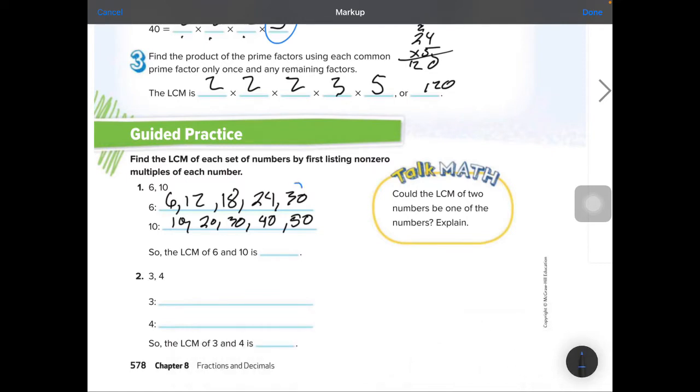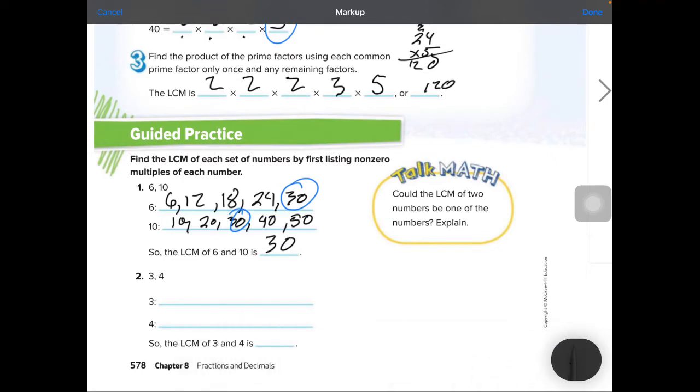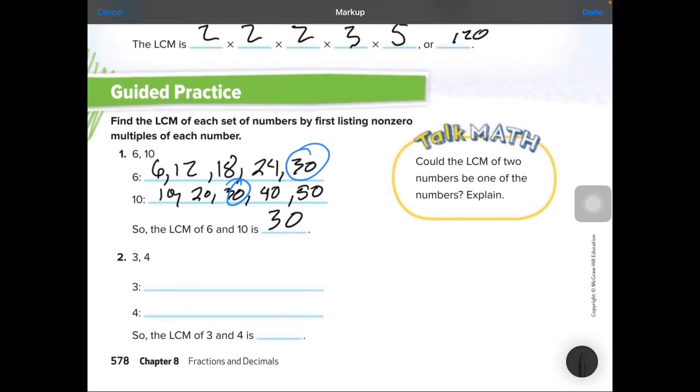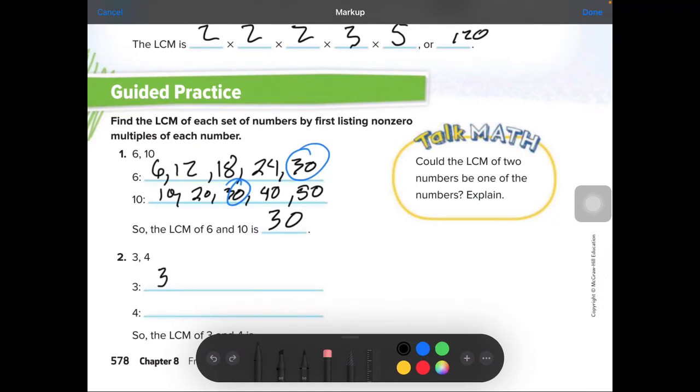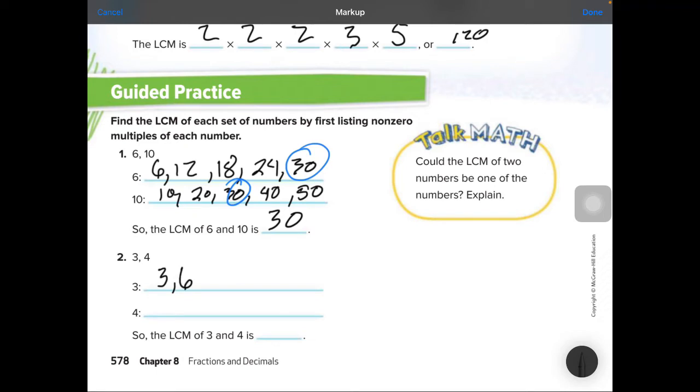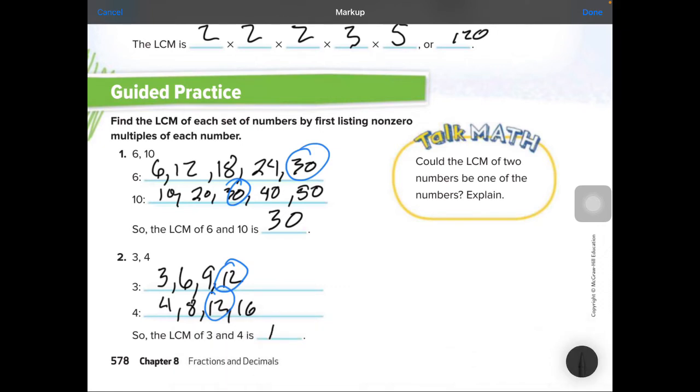So the LCM of 6 and 10 is 30. Okay, number 2. LCM. So we're going to skip count 3s and 4s. 3, 6, 9, 12. Then we have 4, 8, 12, 16. We can see that the LCM of both of these is 12.